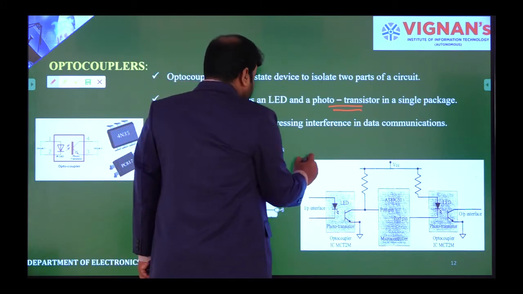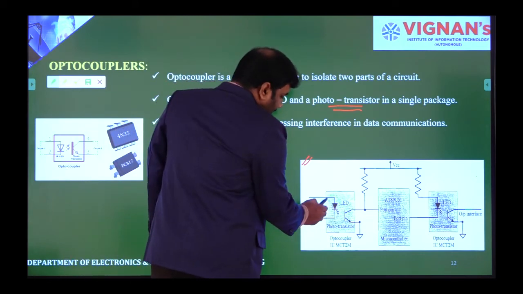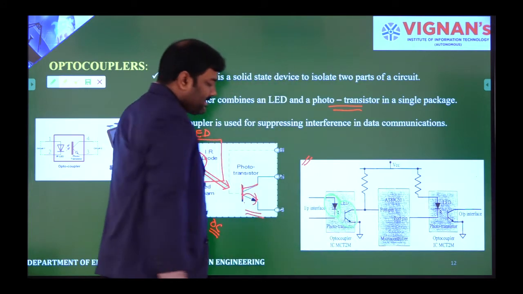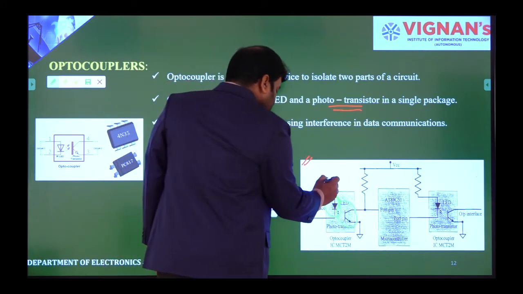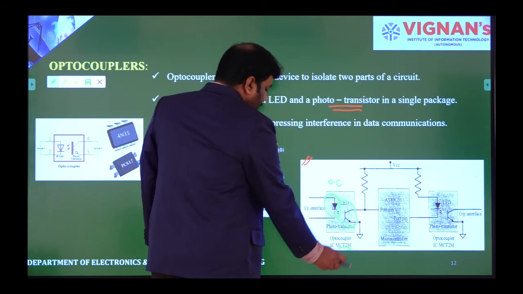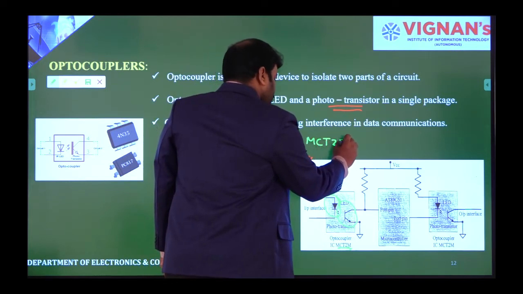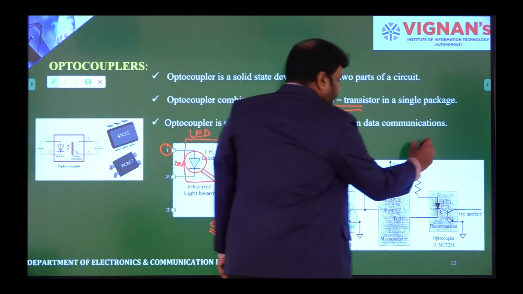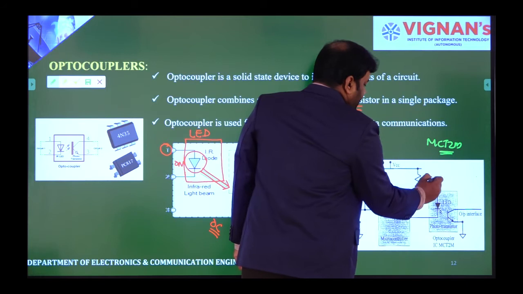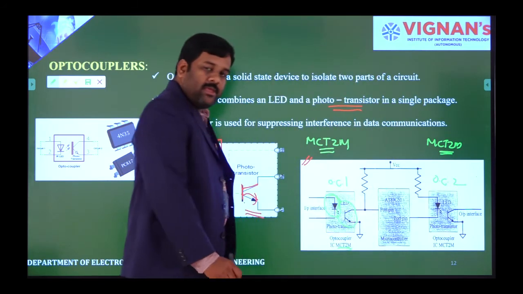Here you have one more example. This is my LED, and this is my phototransistor. This entirely is called an optocoupler, and here it is an MCT2M, which is a series of optocoupler. Here also MCT2M. I am using optocoupler 2 here, and this is optocoupler 1.